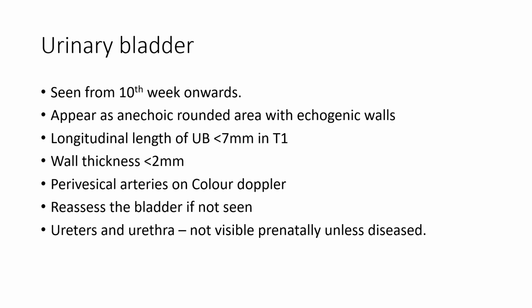The urinary bladder should be seen from the 10th week onwards. It appears as an anechoic rounded area with echogenic walls. The longitudinal length of the urinary bladder should be less than 7 millimeters in the first trimester. Wall thickness should be less than 2 millimeters, and the perivesical arteries on color Doppler should be visualized to confirm it is the bladder and not any other anechoic cystic lesion in the fetal pelvis. We have to reassess the bladder if it is not seen. Ureters and urethra are not usually visible prenatally unless they are diseased.